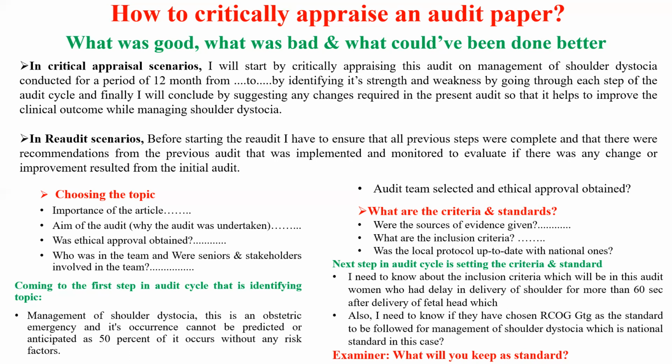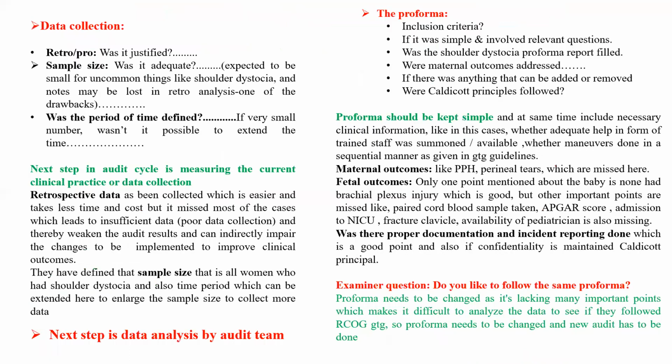If your practice is more than this percentage, it means you have to implement changes to come back to the target. So now this is the way how to do your intro to the station, either critical appraisal or re-audit scenarios, and then the steps will be the same. You have to go step by step through the audit cycle. We've finished how to choose a topic or identify the problem and what are the criteria and the standards.